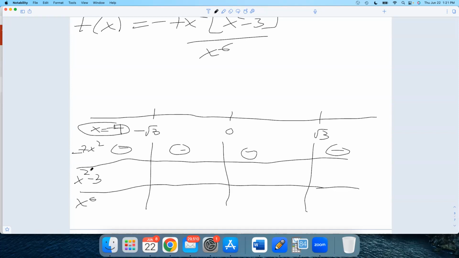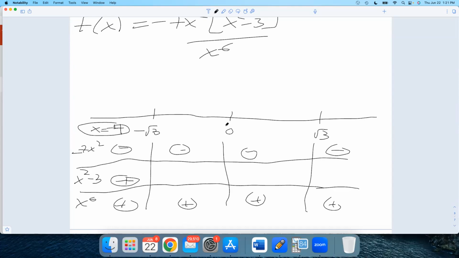What about this guy here? Negative 4 squared would be positive 16 minus 3. That's a positive. X to the 6th power, that's always positive. Doesn't matter what you plug in. If you take something to an even power, it's always positive, and in fact, I can go ahead and fill that in everywhere. So this guy really is going to determine where we switch over.